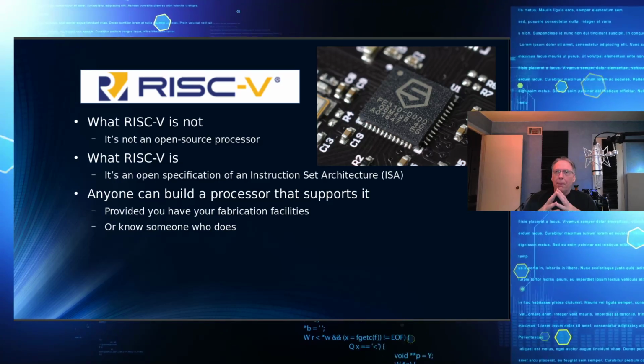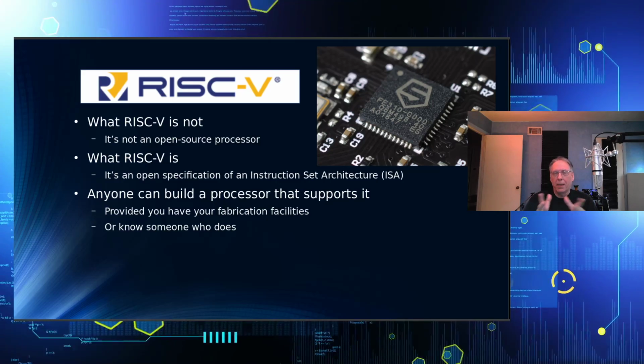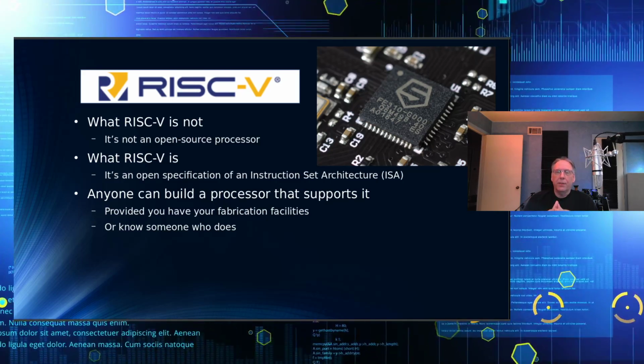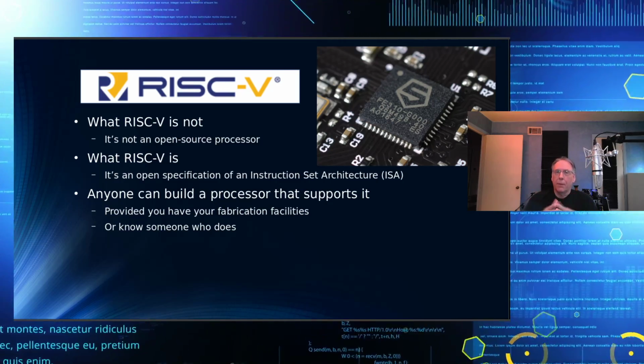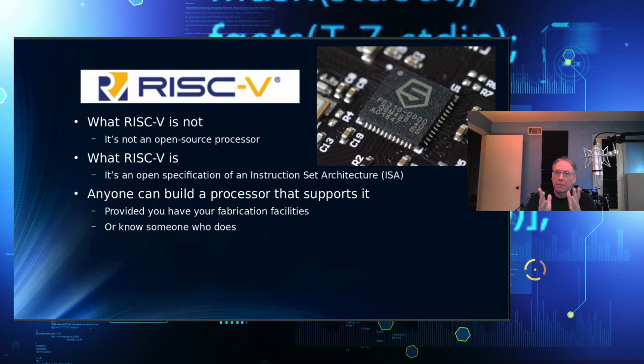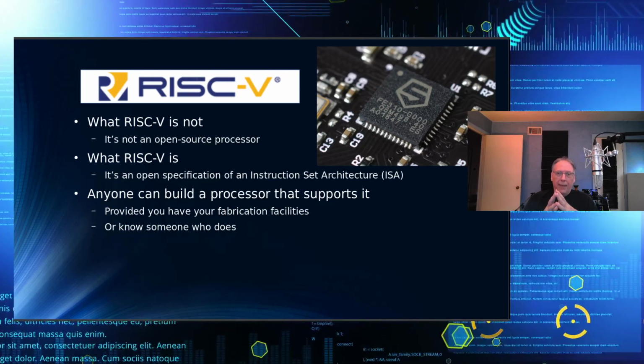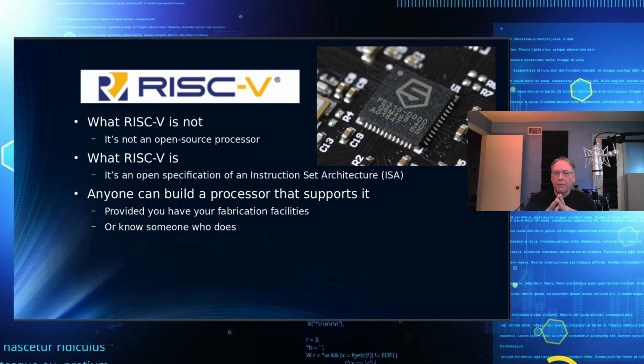So companies that develop the ISA are free under the specification. I've read it. They're free under the specification to keep it proprietary. Whatever they're implementing can be open or proprietary. It's their choice. But the specification has to remain open. And that is the rules of the RISC-V.